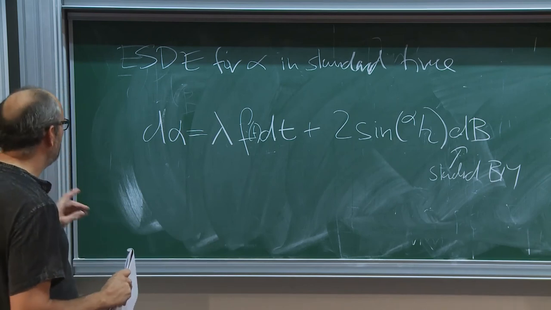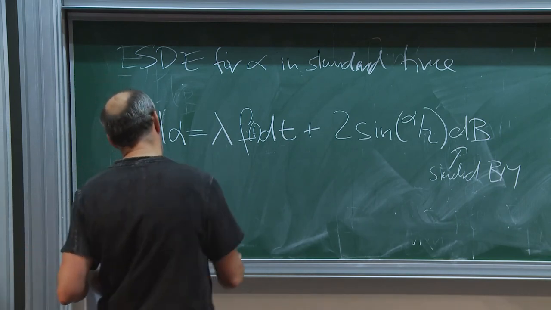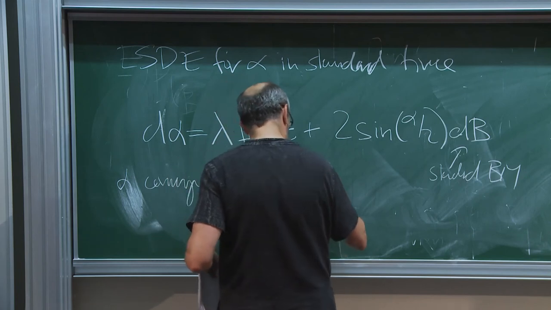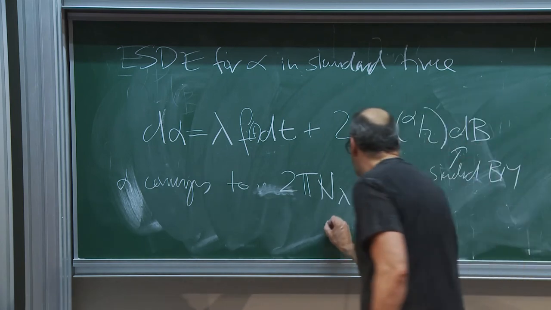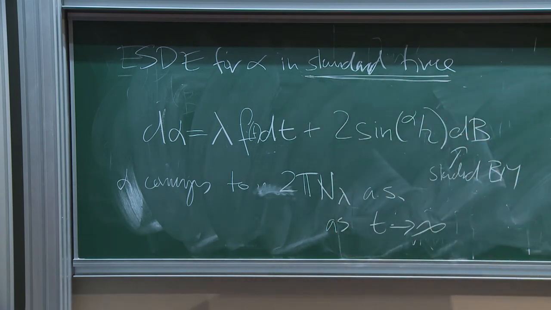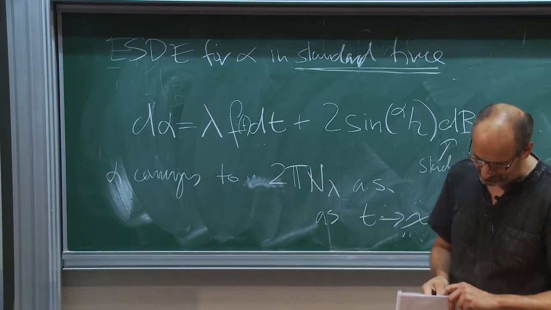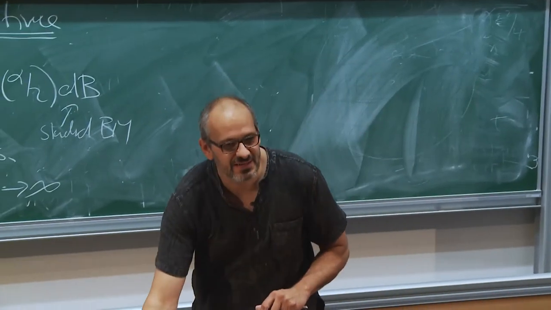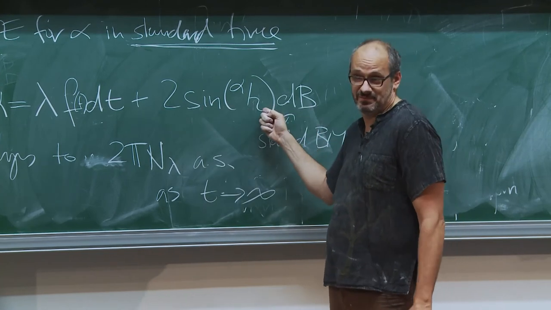And it actually turns out that alpha converges to a multiple of 2 pi, and lambda, almost surely, as t goes to infinity. This is now on the time scale 0 to infinity, because of this time change. This is actually trivial. This is just a fact about SDEs. Let's see what happens here. So this is an SDE on the real line. What's happening? There's some noise term which has some bounded variance. This is a sine here. And then there is a drift term.